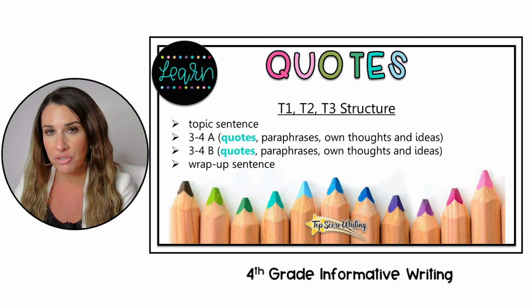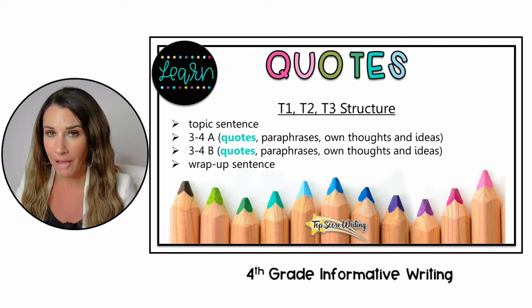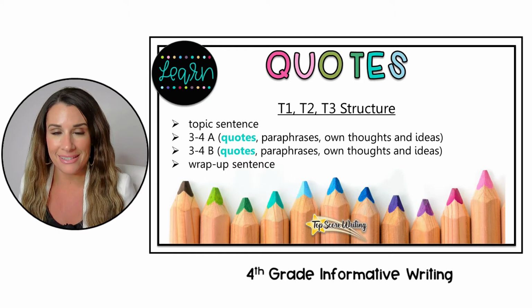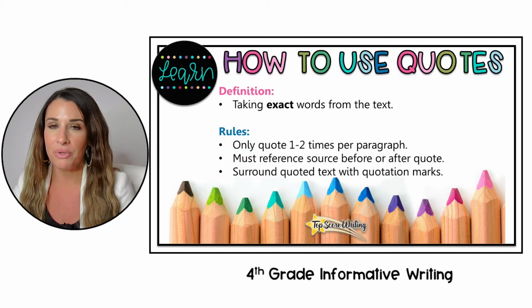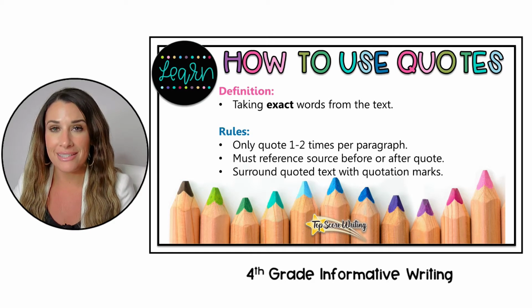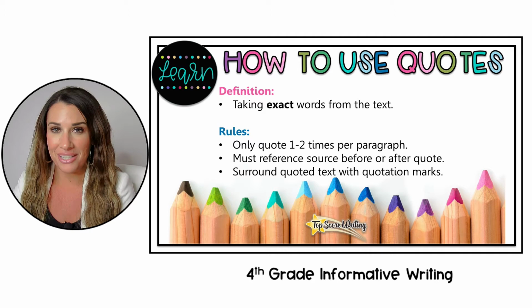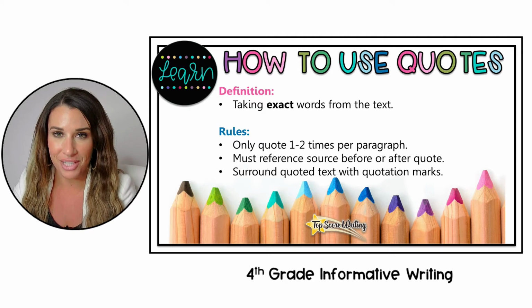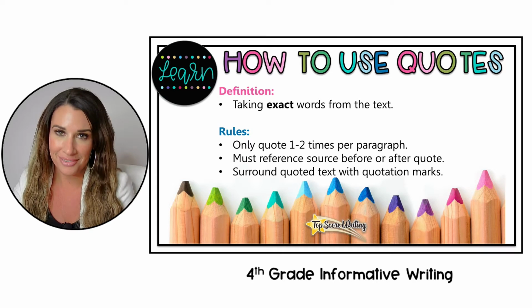And because you have to write 3 to 4 sentences about A and 3 to 4 sentences about B, you have about 6 to 8 sentences that you need to fill with quotes, paraphrasing, and own thoughts and ideas. So let's talk a little bit more about quotes today. Quotes are when you take the exact words from the text. It is super important that you don't change anything when you take a quote. You are actually copying word for word, okay?